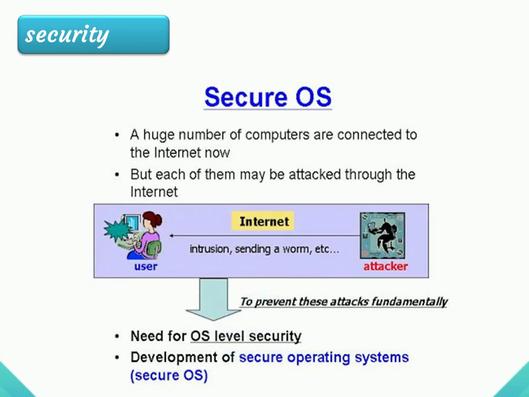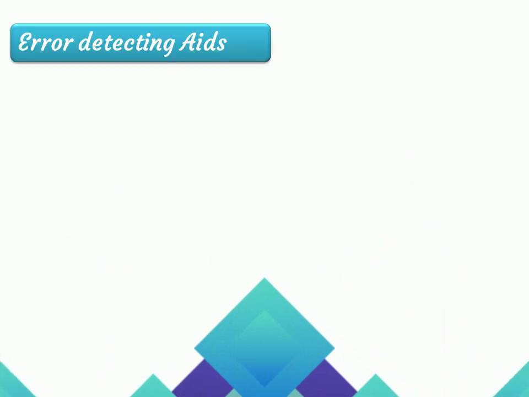So next we'll see security. Security in the OS. A huge number of computers are connected to the internet now, but each of them may be attacked through the internet. Just look at the picture. The user is accessing the internet. Hackers may hack our process by sending a worm or some intrusion, or by sending a virus, and so on. So the process can be protected from such attacks by using the OS.